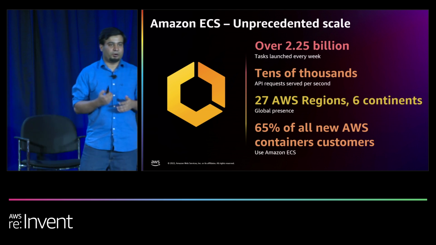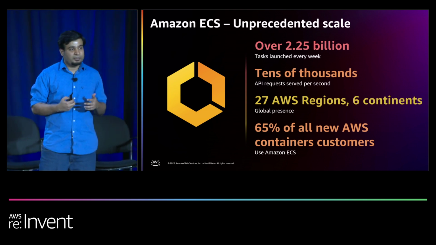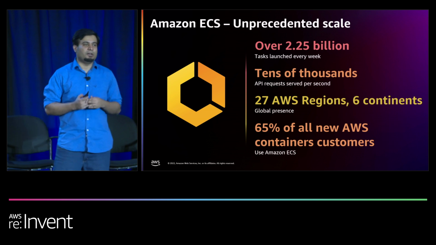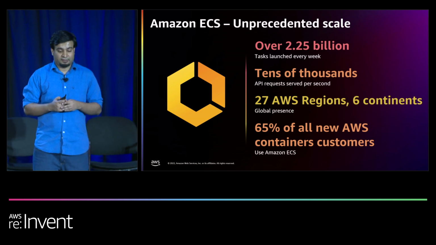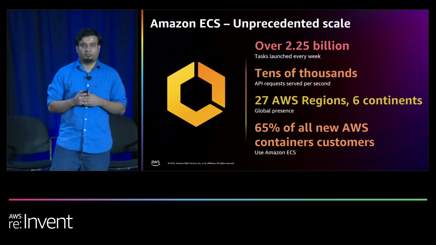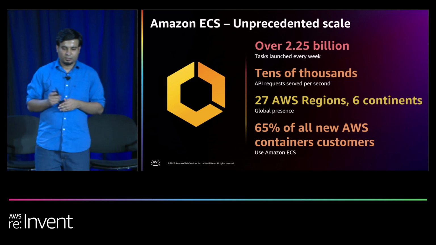What that means is that any new region will only launch when ECS can support it. Also, the last point here, about 65% of all new AWS container customers are actually using ECS, and this is something we are really excited as well as proud of, because this really tells us that customers trust ECS for building highly scalable and reliable services.